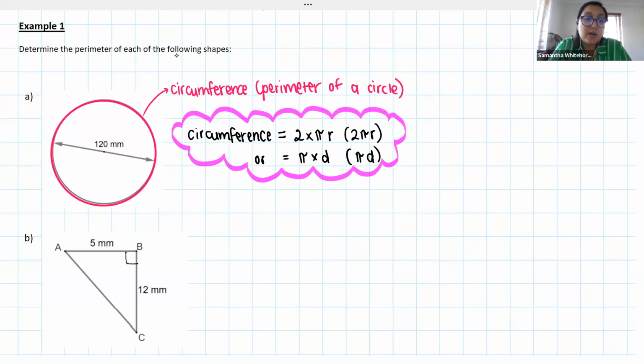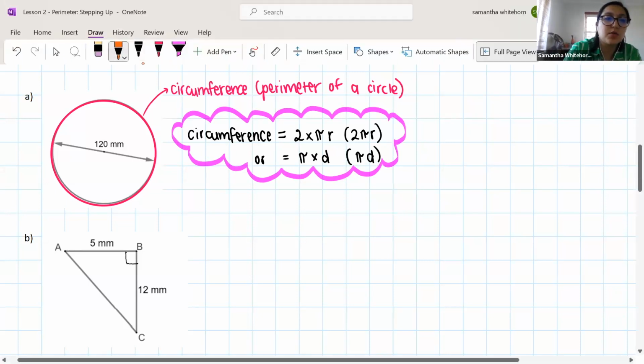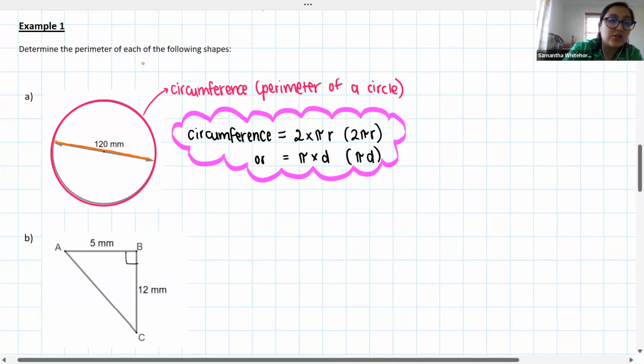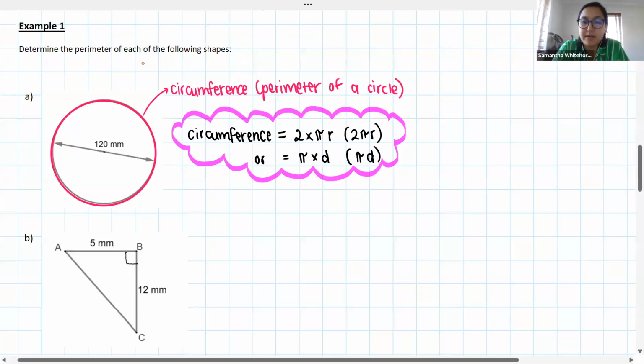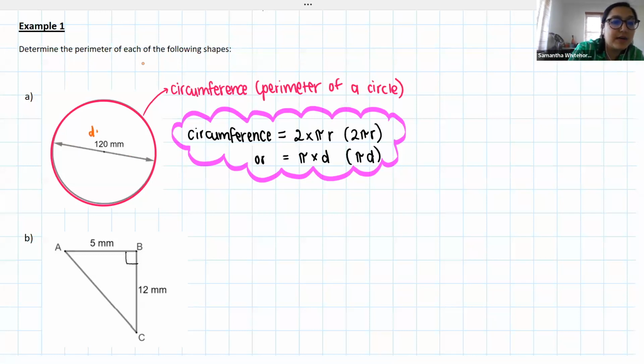Alrighty, if we have a look at our circle, quickly on the chat for me, what length is the 120 millimeters? What do we call that length in a circle? Nice, grade 8s. Very nicely done. Exactly, this is my diameter. I know it is the diameter because the arrows are showing that I'm going from one end of my circumference to the other, passing through that center point. So I know it's my diameter.